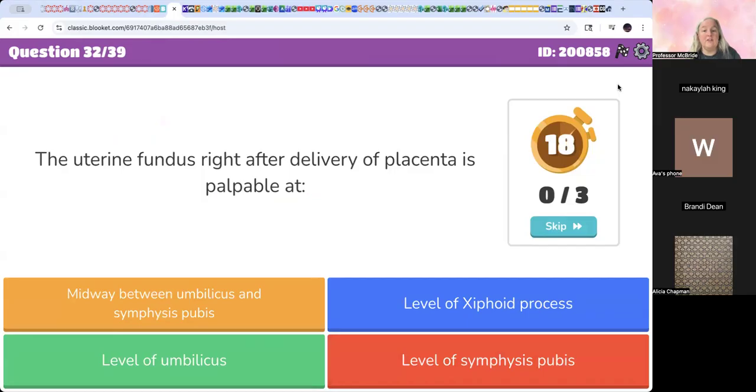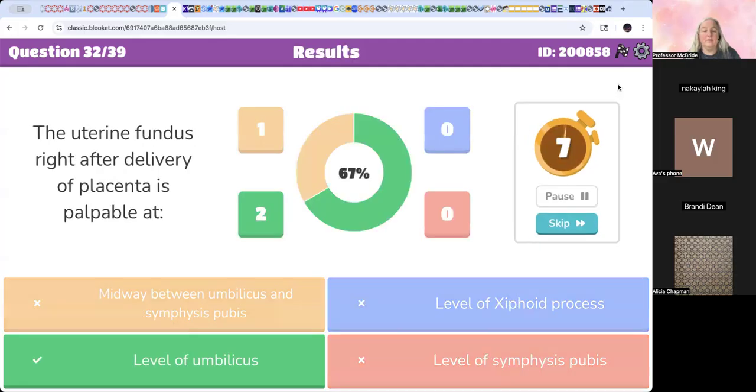The uterine fundus right after delivery of the placenta is palpable at what? Where do we expect to find it right after the baby's born? Good. So usually at the umbilicus or just below. I don't anticipate finding it between the umbilicus and the pubic symphysis for some days, because remember, it goes down about a centimeter a day. It's typically right at or just above or just below. So the belly button is a good landmark.